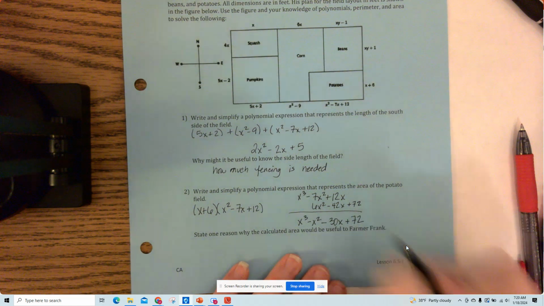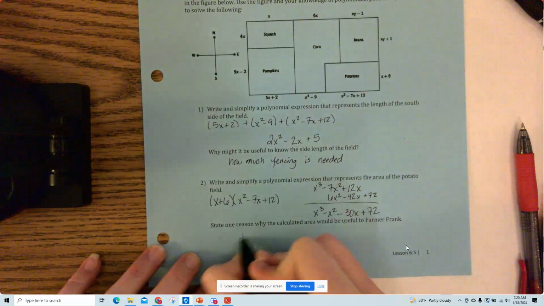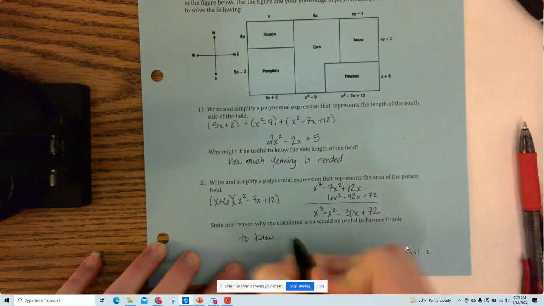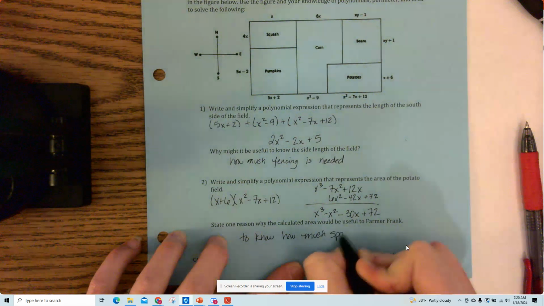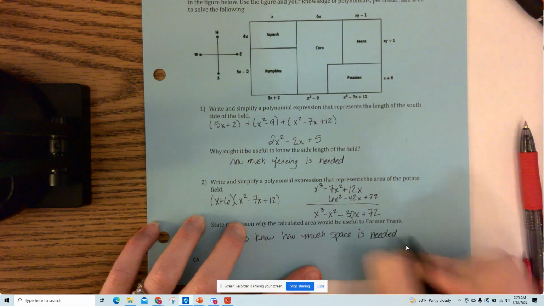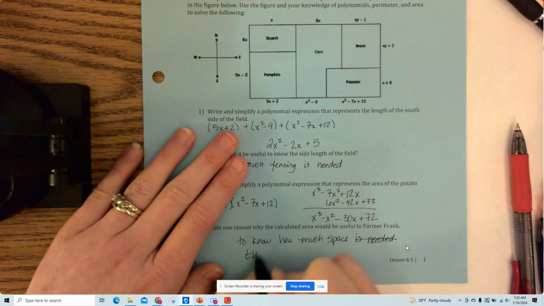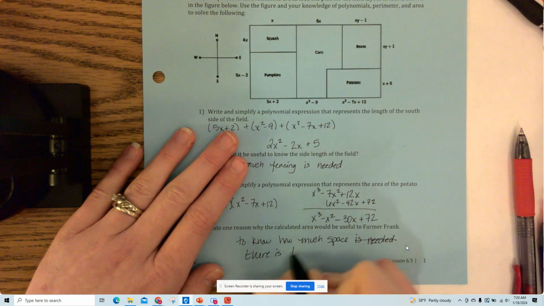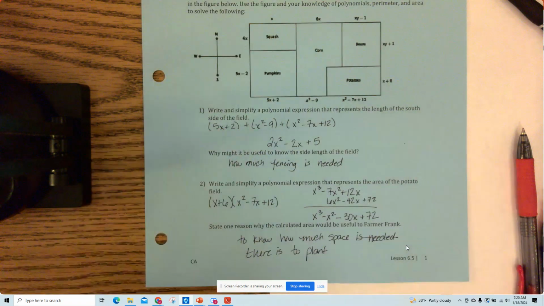And that's the area. State one reason why the calculated area would be useful to Farmer Frank. To know how much space is needed, or how much space there is to plant potatoes. I don't know if you guys know anything about gardening, but it tells you how many of a plant you can put per square foot.